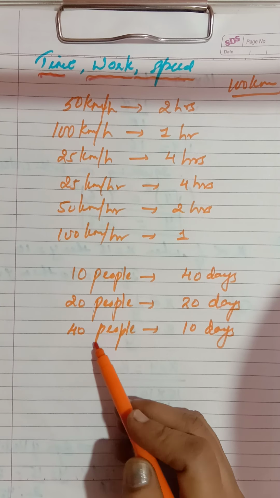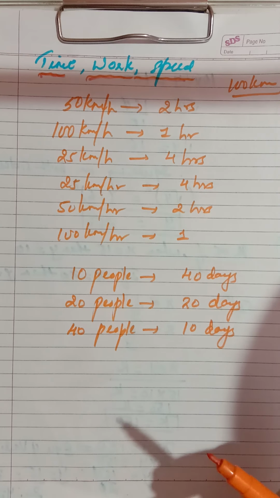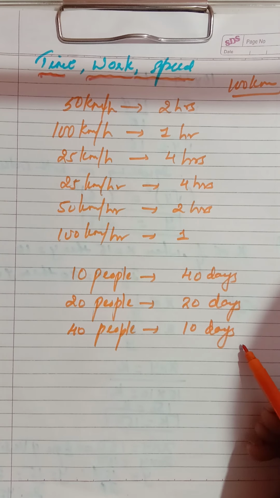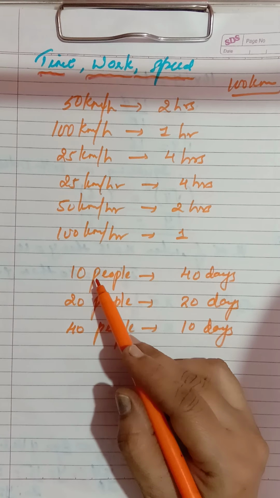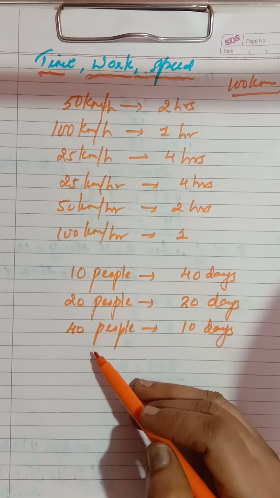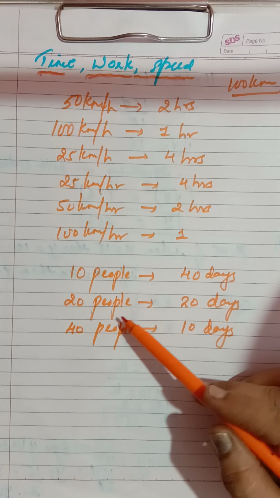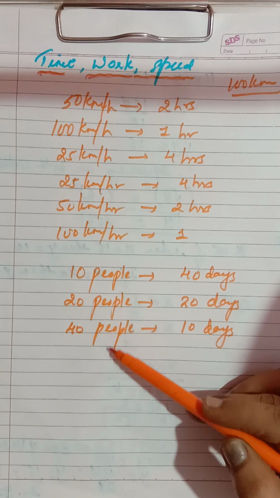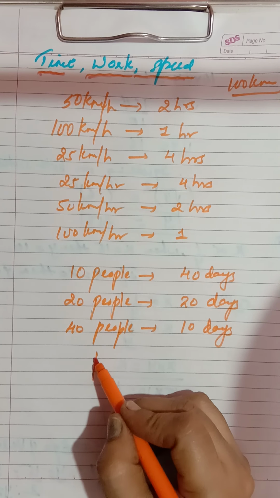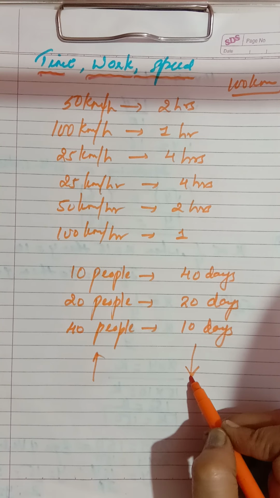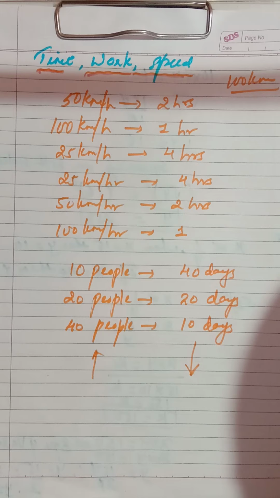If you employ 40 people, then they can complete the work even faster, in just 10 days. So you can see children, as the number of laborers increases, the number of days decreases. 40, 20, 10 it becomes. So here one quantity is increasing and the other one is decreasing. So this type is also an inverse variation, which comes under the topic of variation.